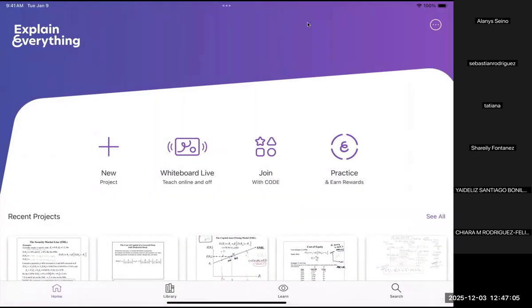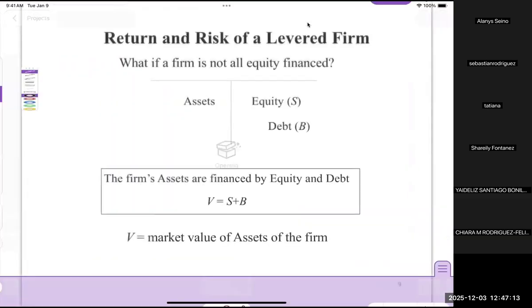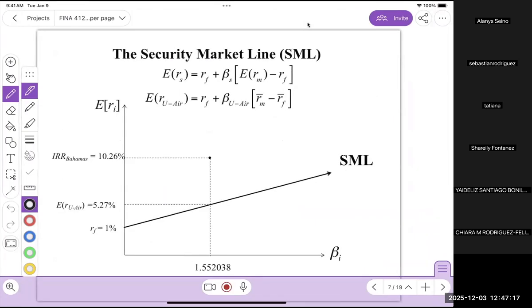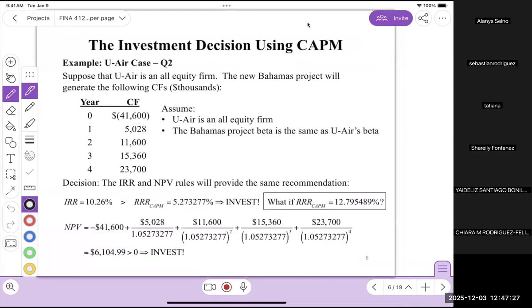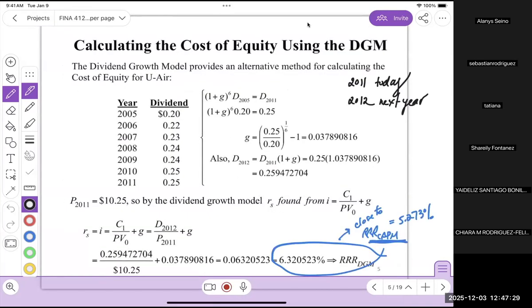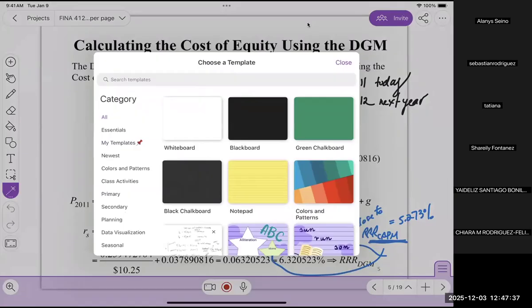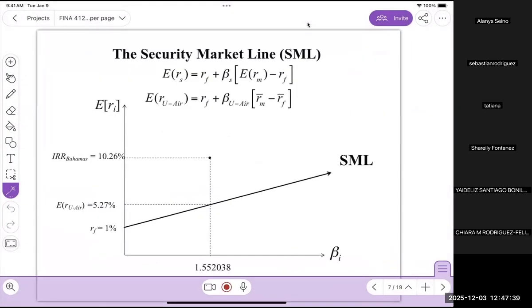So that's that. And now we have the cost of equity. We started this last class, and we talked about estimating for the UAIR case, part 2. Given all that information, we were able to get through here, estimating with the capital asset pricing model the required rate of return for UAIR. And we ended up here.